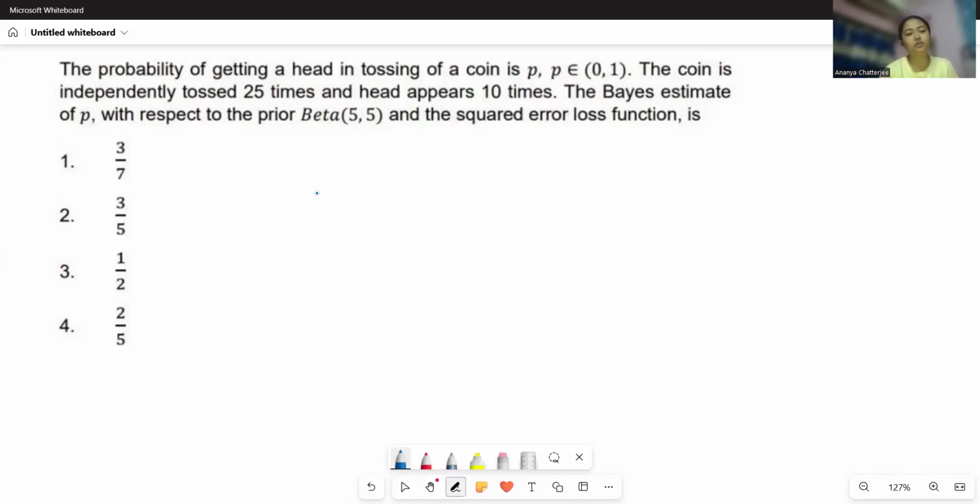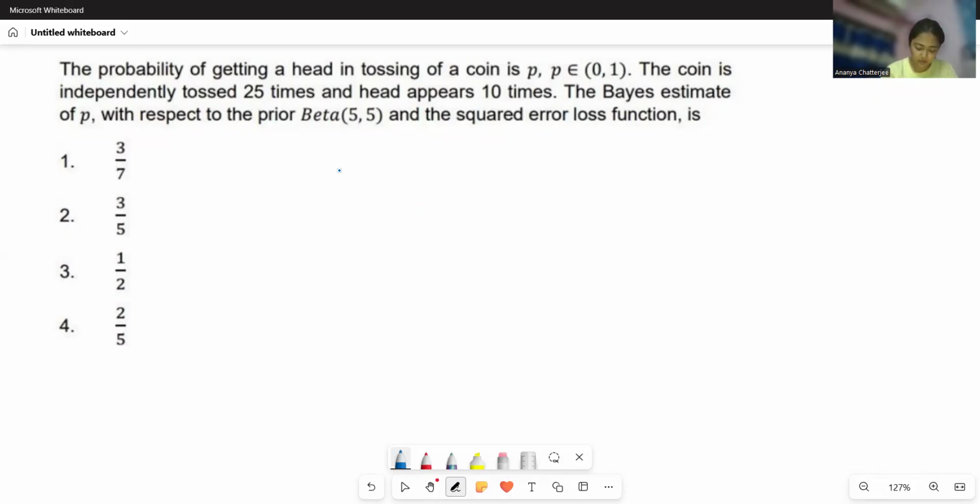So today we are going to do a statistical problem. The question is: the probability of getting a head in tossing of a coin is P, where P belongs to 0 to 1. The coin is independently tossed 25 times and the head appears 10 times. So now the Bayes estimate of P with respect to the prior Beta(5, 5) and the squared error loss function is. And the options are given as 3 by 7, 3 by 5, 1 by 2 and 2 by 5.